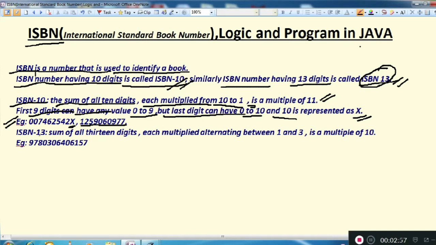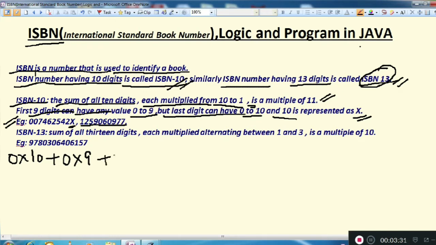And how do we calculate whether it is an ISBN 10 number or not? Let's take the first example. They are saying multiplied from 10 to 1. So the first digit is 0 multiplied by 10, plus the second digit is 0 multiplied by 9. They are saying from 10 to 1, so 10, then 9, then 8, then 7, 6 and so on.